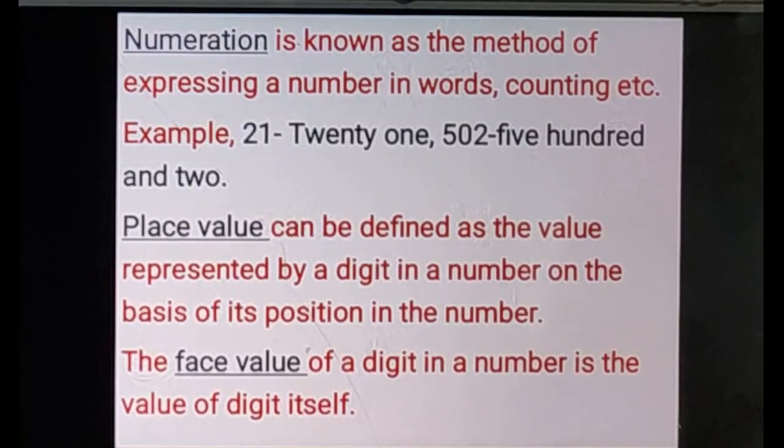Example: 21. We don't say 21 directly, no. If you don't have a knowledge of numeration, what will you say for 21? We will say two one. But if you have a correct knowledge of the number system, or numeration, then what are we going to say? 21. Twenty and one.